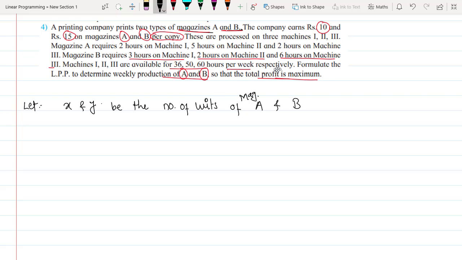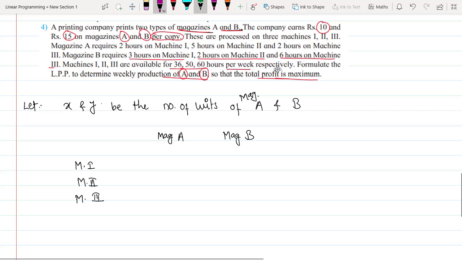So let's have the table now. It is nothing but magazine A, and this is the magazine B. And the constraints are given on the machine 1, 2, 3. So this is my machine 1, machine 2, and we have the machine 3. These are the constraints given, because A and B have to go through these 3 machines. Then the values you will take like this.